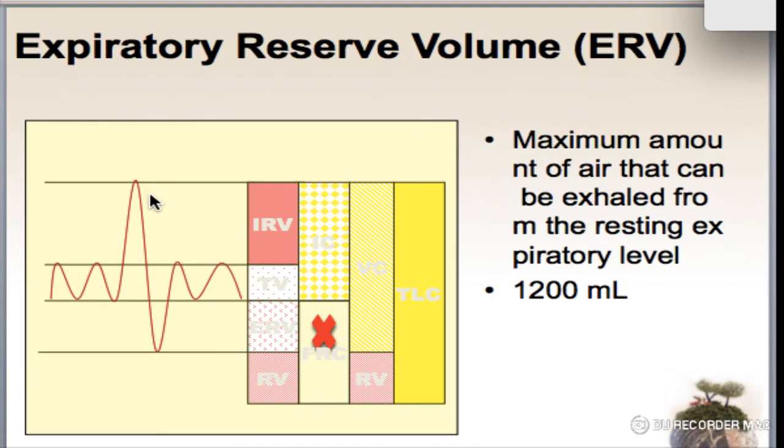So we have our ERV. This is when you expire fully, maximally. At the end of your expiration, this is the maximum amount of air that can be exhaled from the resting expiratory level. Your ERV from here up to here is usually 1,200 milliliters.